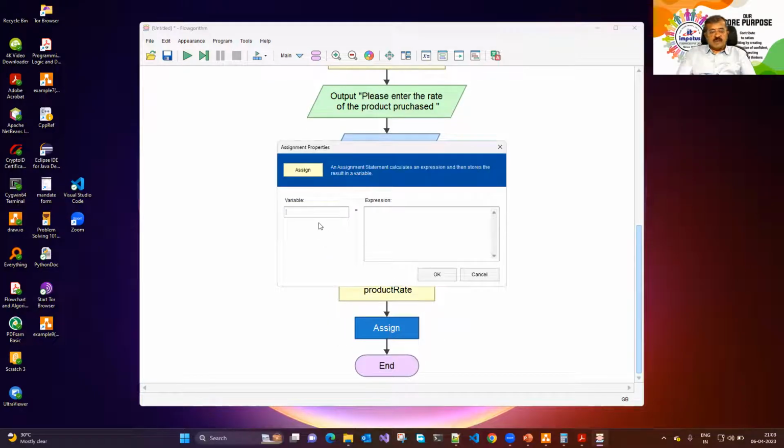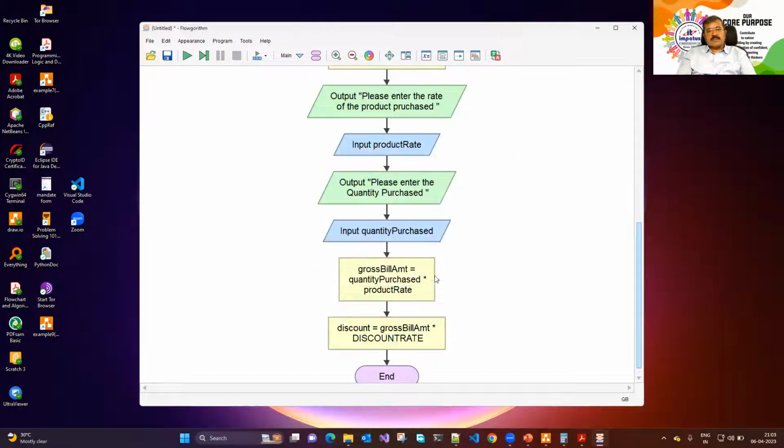And then if I have to calculate the net bill amount, we will say gross bill minus total discount. But discount calculate नहीं किया हमने, तो कैसे calculate कर सकते हैं? So first we'll have to calculate discount. So discount would be gross bill amount into discount rate. So gross bill amount into discount rate is the discount.